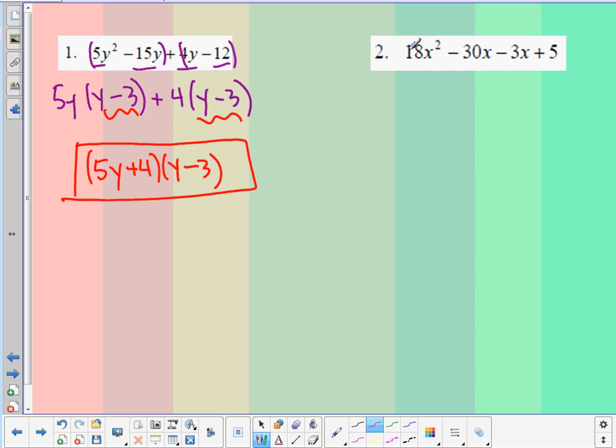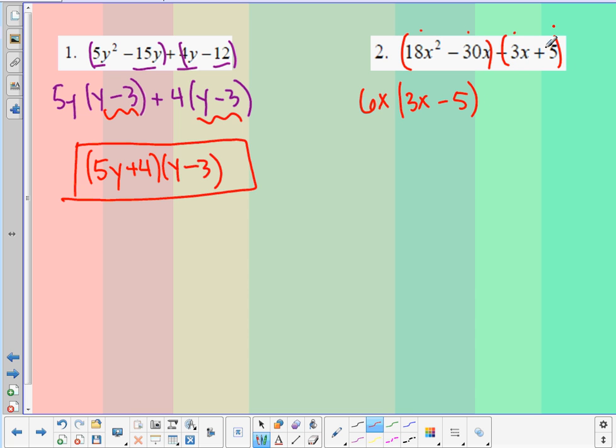Let's try that again. So in number 2, I factor by grouping. Group the first 2, group the last 2. Again, notice that I have 1, 2, 3, 4 terms separated by addition and subtraction. So from the first group, 18x squared minus 30x, I can take out a 6 and an x. Then that leaves me with 3x minus 5.